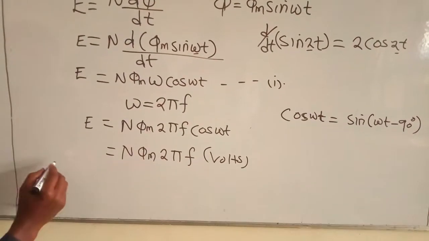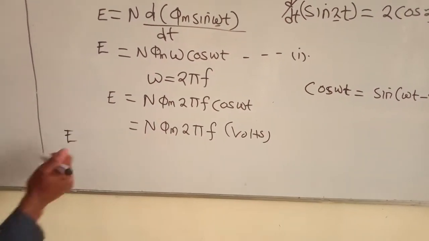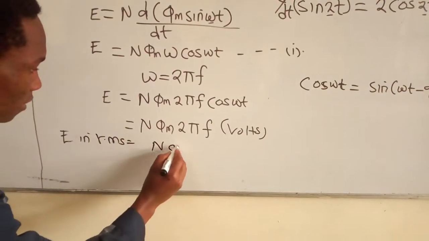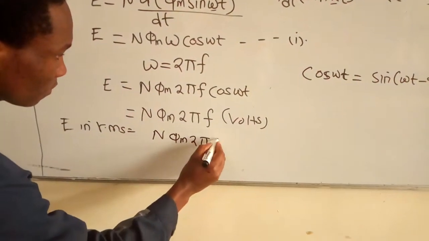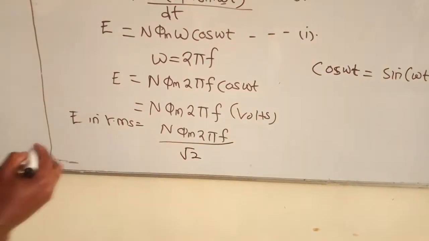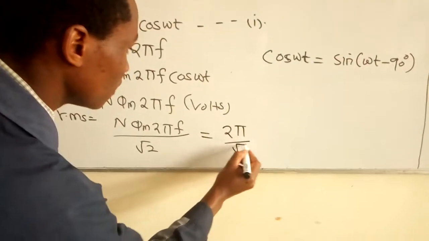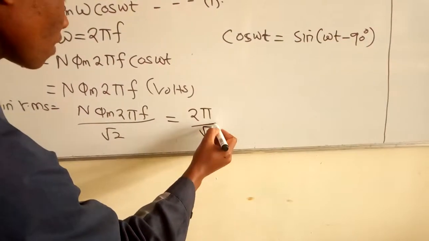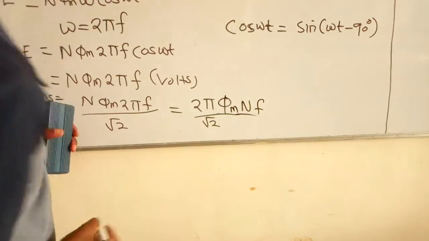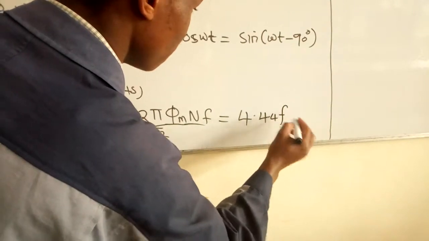So if you need the EMF in RMS, E in RMS is given by N phi m 2 pi f all over root 2. Then going further, 2 pi f all over root 2, then say frequency, and this is N frequency. Then we end up getting 4.44 f N phi m.